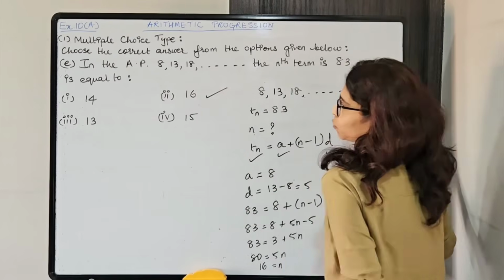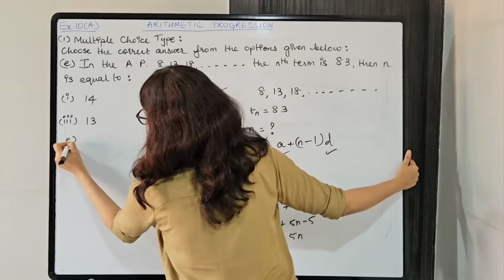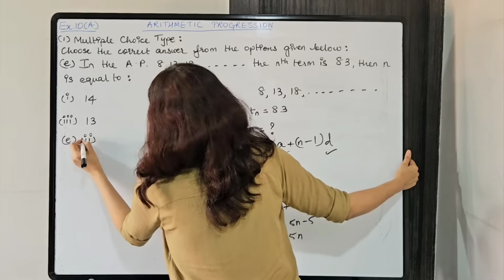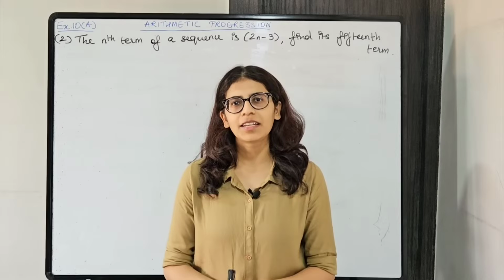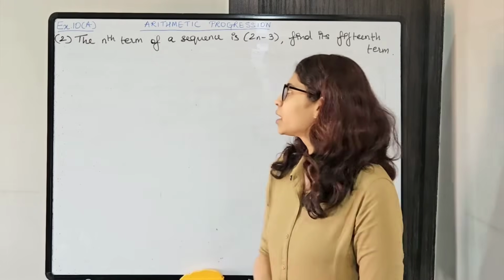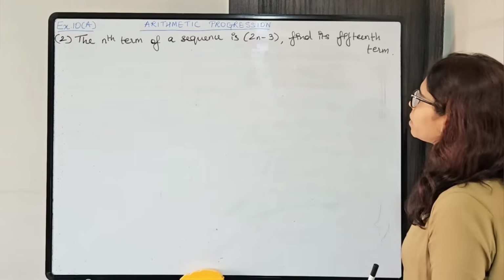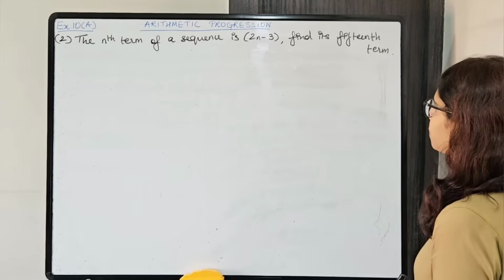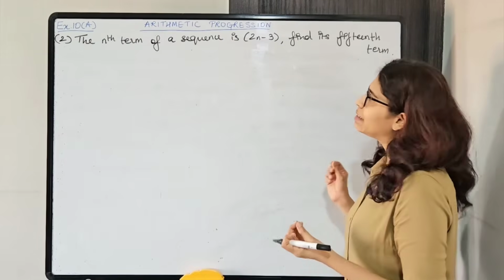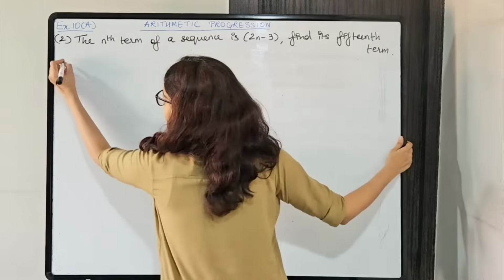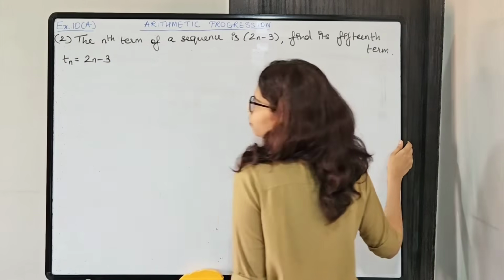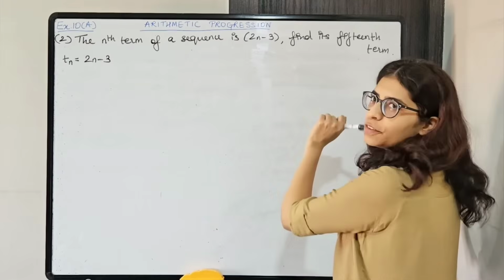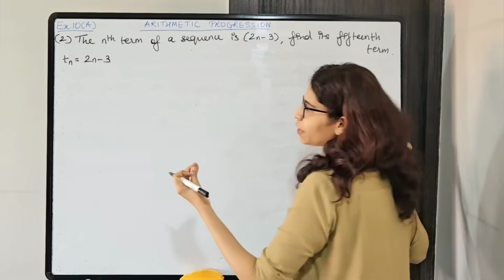So again second option. So for E, second option is the correct answer. Okay, next question, question number 2. The nth term of a sequence is 2n minus 3. Find its 15th term. So Tn is 2n minus 3. Always write down the given first. Okay, we have to find out 15th term, that is T15 find out करना है.